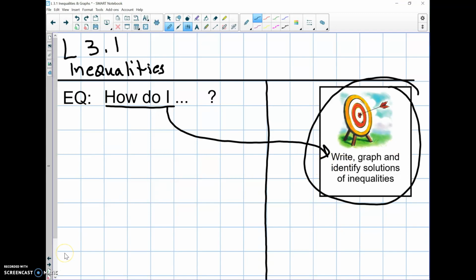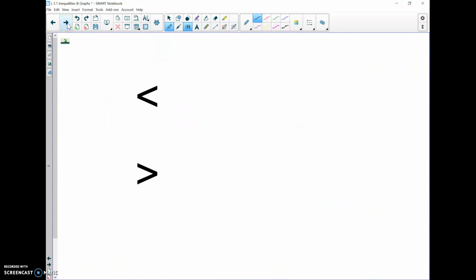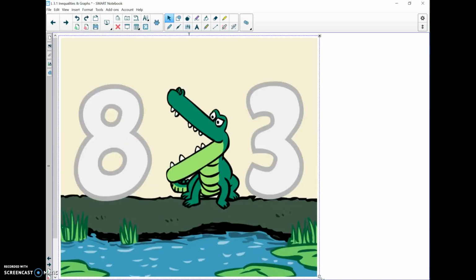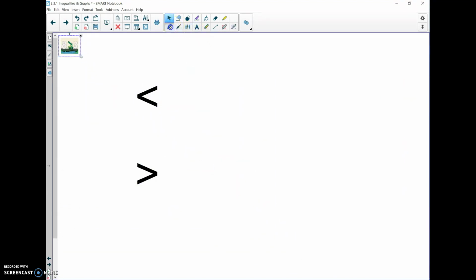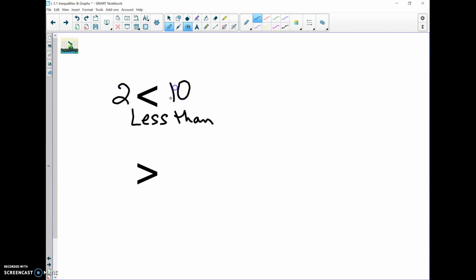Okay, a quick review on inequalities. The less than and greater than symbols. This is something that you probably should have been taught in elementary school when your teacher showed you a picture of an alligator and said the alligator always eats the bigger number. These are inequality symbols. This first one is the less than symbol, like 2 is less than 10. The second one is the greater than symbol, like 5 is greater than 1.